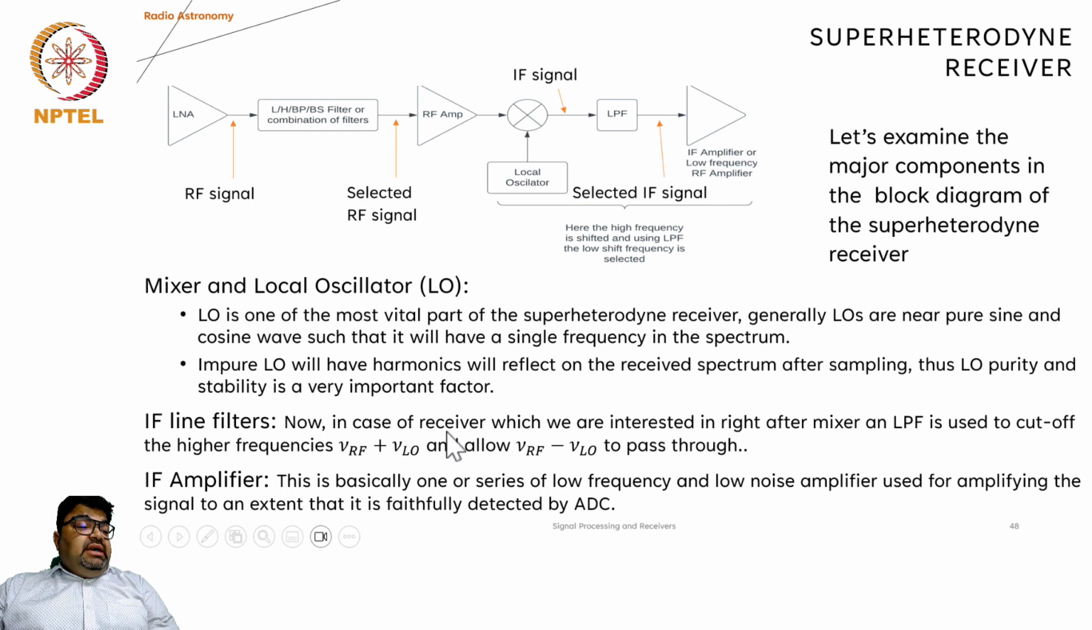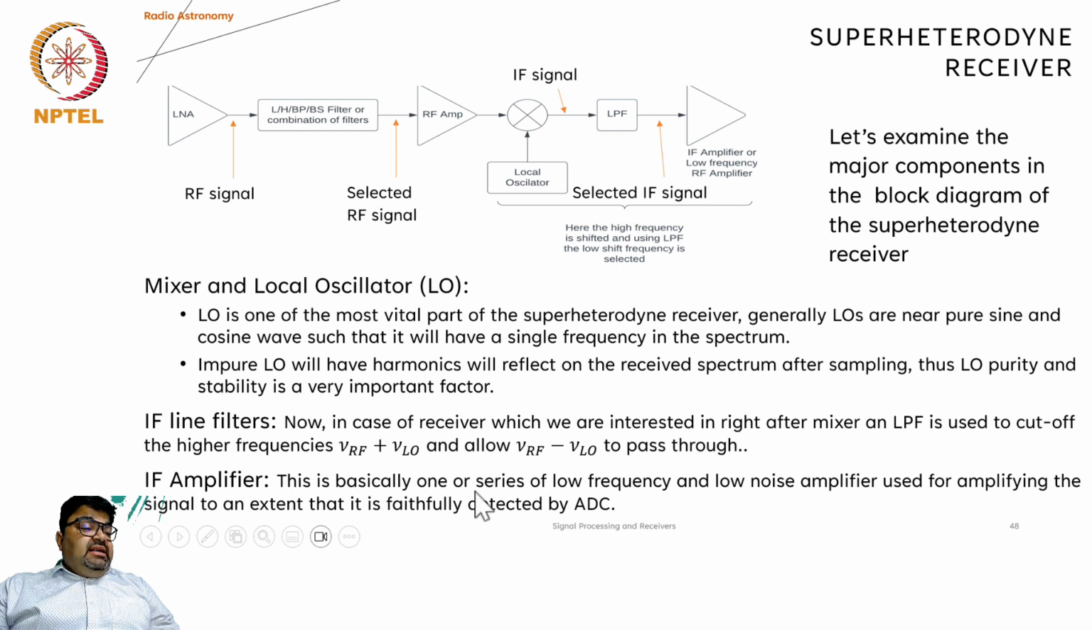IF line filter. Now, in the case of a receiver, which we are interested in, after mixing an LPF is used to cut off the higher frequencies. So our idea is to down convert. If you have to up convert, we will have a high pass filter which will allow the higher frequency to go through, that is nu RF plus nu LO, and stop the lower frequency. But in this particular case, we are interested in the down conversion, so we use a low pass filter which will allow nu RF plus minus nu LO to pass, but stop this higher frequency.